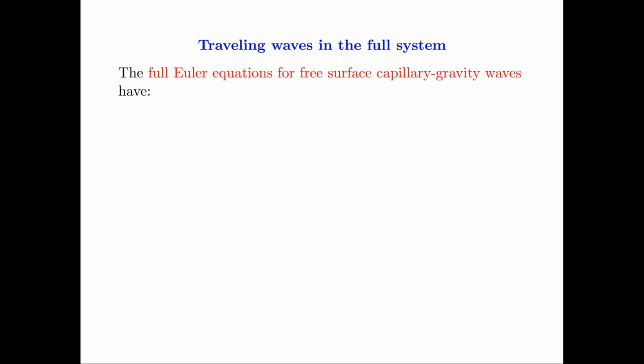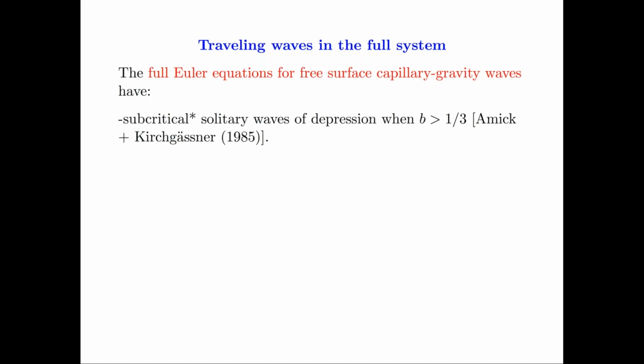Okay. So on this slide, let's say that you write out all the equations, the full Euler system for free surface capillary gravity waves. Again, there's a finite depth here, and it's an ideal fluid, all the same sort of hypotheses that I had before, except now I'm allowing surface tension to be present. So I want to tell you a little bit about some of the traveling waves that are known to exist in that system. So these are rigorous results for the big problem.